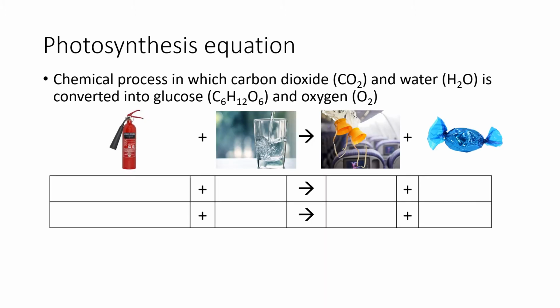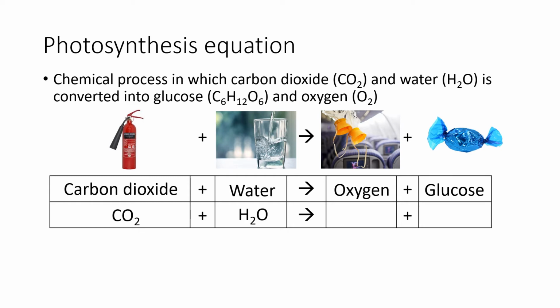So the equation for photosynthesis is carbon dioxide plus water is turned into oxygen and glucose. In terms of the chemical formula, we need CO2, H2O, O2 and C6H12O6. Remember, of course, we need to do a balanced chemical equation, so we put a big number 6 in front of all the small chemical formula. You can, of course, go through and balance it out the long way and you'll get exactly the same answer.